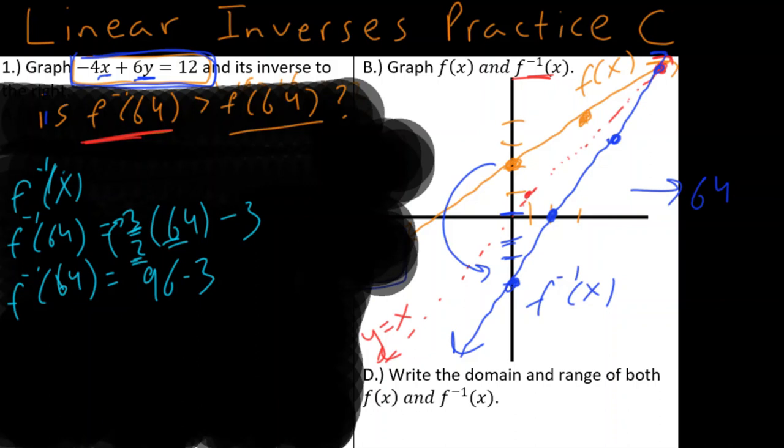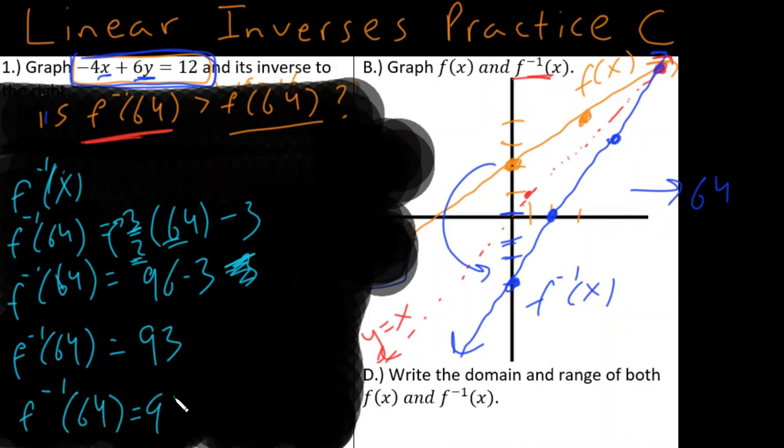Okay, so we have 96 minus 3, which is 93. Oh, my bad, shouldn't have written that twice. And I'll just go ahead and record that down here. f inverse of 64 is equal to 93. Once again, I would pause the video, finish taking notes. Let's go ahead and tackle what we have in the orange.